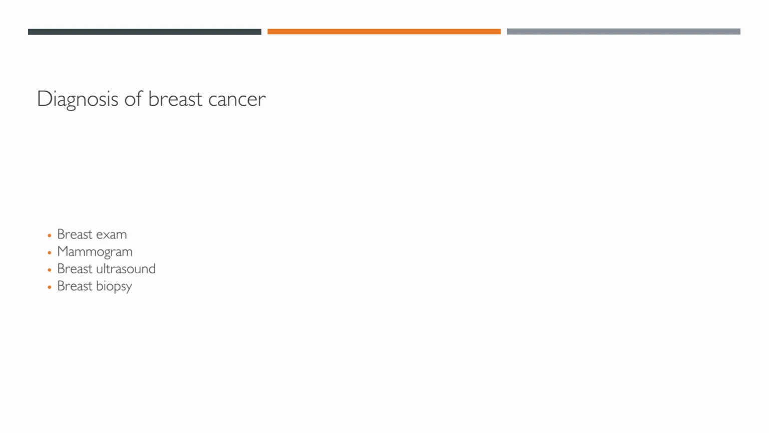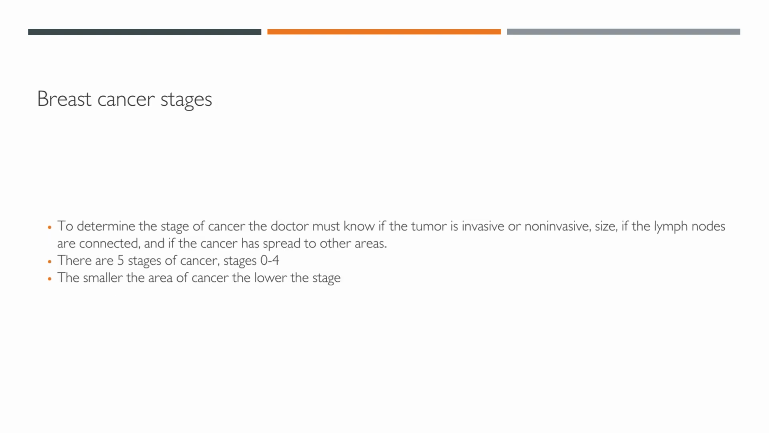Diagnosis of breast cancer. Most doctors will complete a physical exam along with a breast exam. A mammogram is an X-ray image of the breast and detects abnormalities in the breast tissue. A breast ultrasound uses sound waves to create a picture of the tissues in your breast to help the doctor distinguish a solid mass. The breast biopsy is where they remove a tissue sample and send it to the lab to test it.